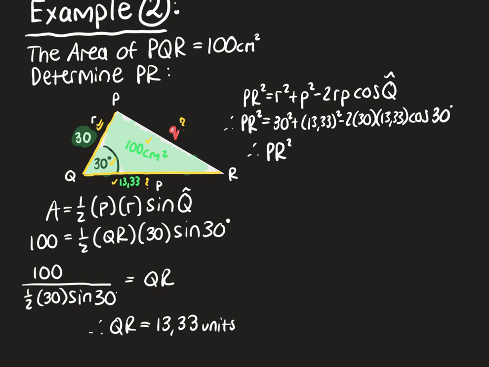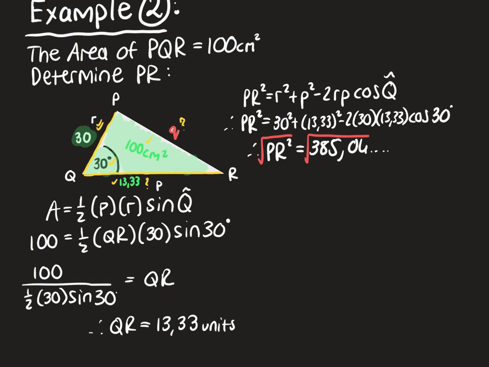Therefore, PR squared is going to equal, let's put this into our calculator, 30 squared plus 13.33 squared minus 2 times 30 times 13.33 cos of 30. And that gives me 385,04 reoccurring. And then I can just square root both sides. Square root that, square root that.